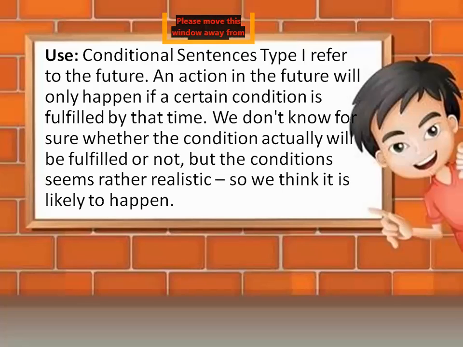Conditional sentences type 1 refer to the future. Okay, we talk about in this tense present plus future. An action in the future will only happen if a certain condition is fulfilled by that time. Means a certain condition, if it is fulfilled, then only in future a certain action will be performed. एक कंडीशन फ्यूचर में जब ही फुलफिल होगी जब हम फर्स्ट कंडीशन को कंप्लीट करेंगे. We don't know for sure whether the condition actually will be fulfilled or not. We don't know about that.